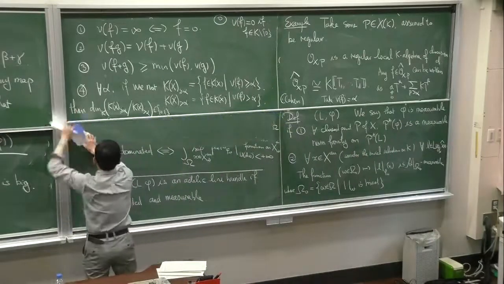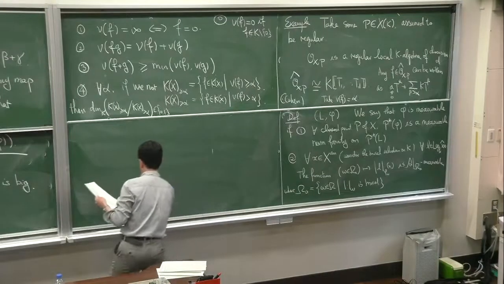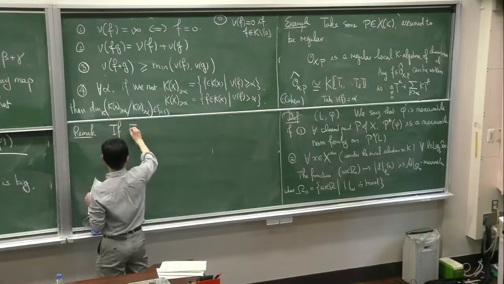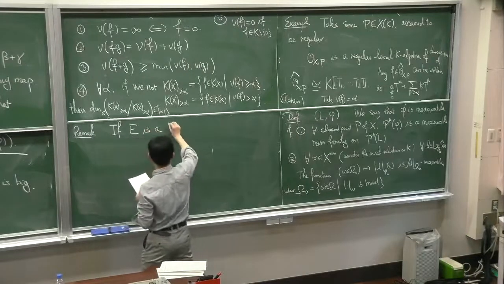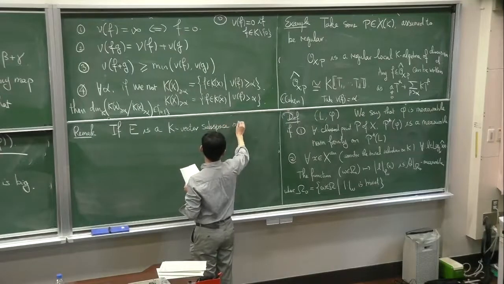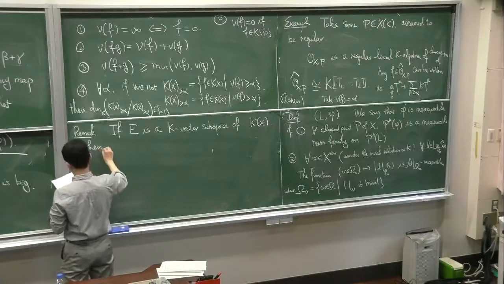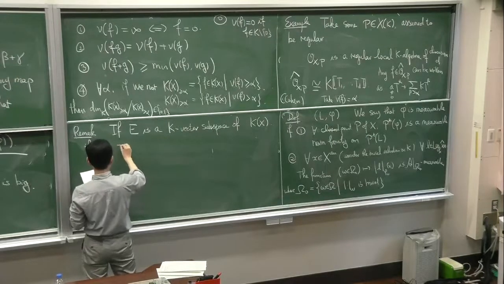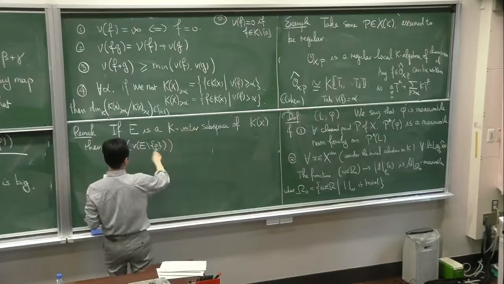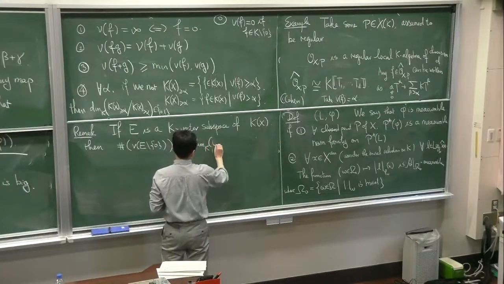Okay, so why is this fourth condition very important? What's the interesting thing is that if E is a K vector subspace of K(X), then what you can see is that the number of v(E), the values of non-zero vectors in E, is just the dimension of E over K.